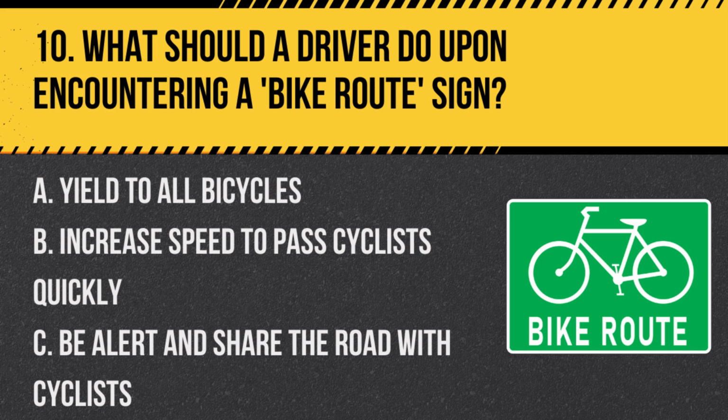Question 10. What should a driver do upon encountering a bike route sign? A. Yield to all bicycles. B. Increase speed to pass cyclists quickly. C. Be alert and share the road with cyclists.